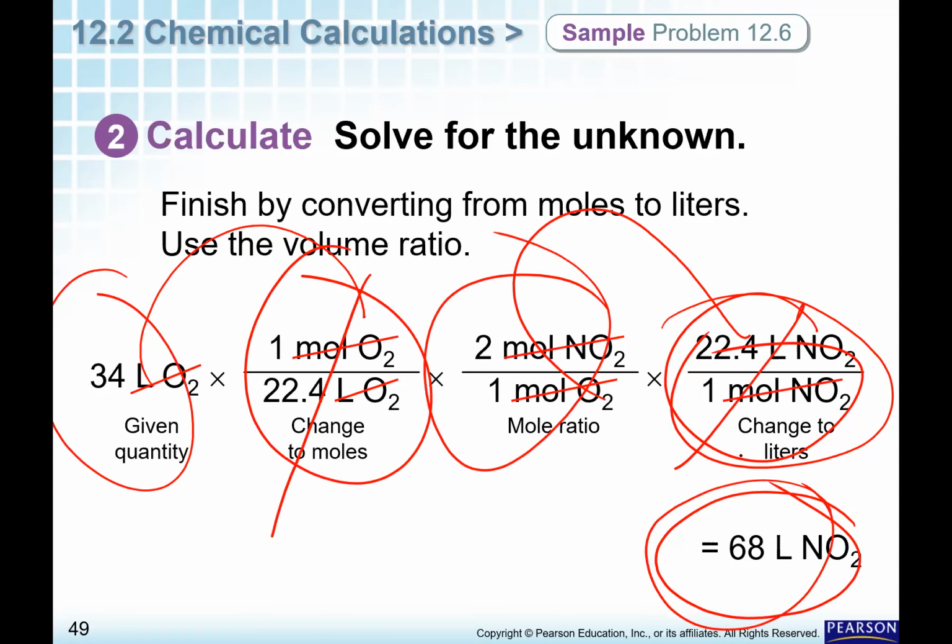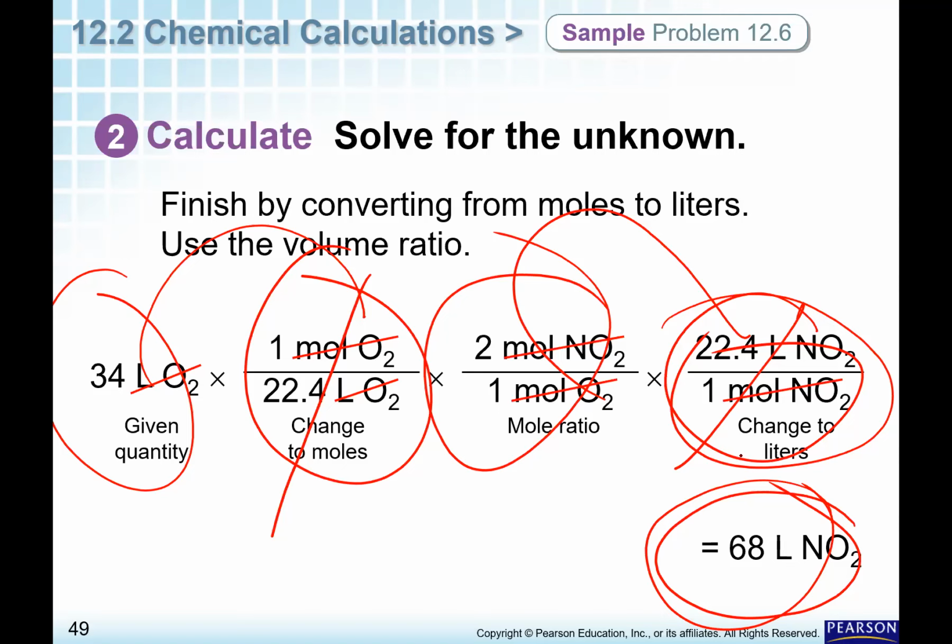So sometimes we can eliminate one of the steps, only if we have a volume to volume calculation, because going into moles and then back into liters will be using the same equation, since the molar volume, which is 22.4 liters, is true for any gas at any STP. So that's why we can eliminate it.